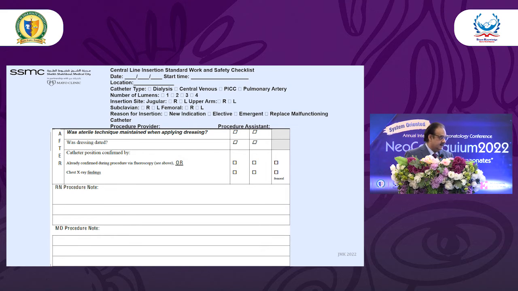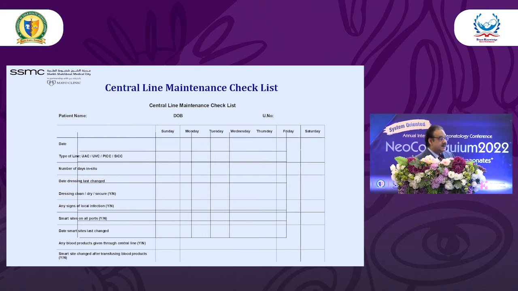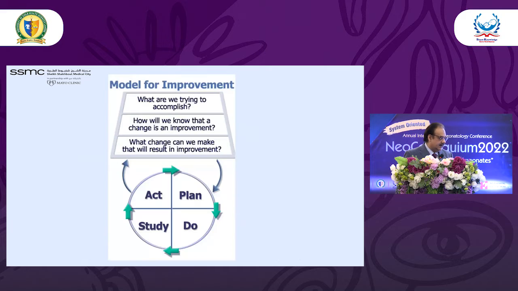and after that, the nurse with you and yourself, you put a note and sign this. Then after this, for our nursing staff, we have another maintenance checklist: type of line, number of days, date of dressing change, clean or dry, any sign of local infection, and the days Sunday, Monday, Tuesday, and every day the nurse should do this checklist. So by doing all this bundle, you are in a safer environment.